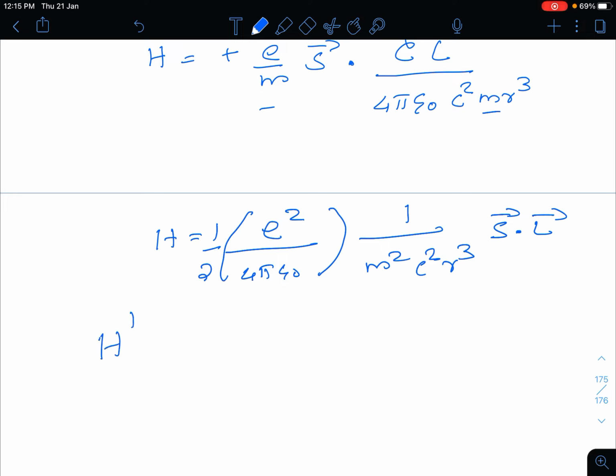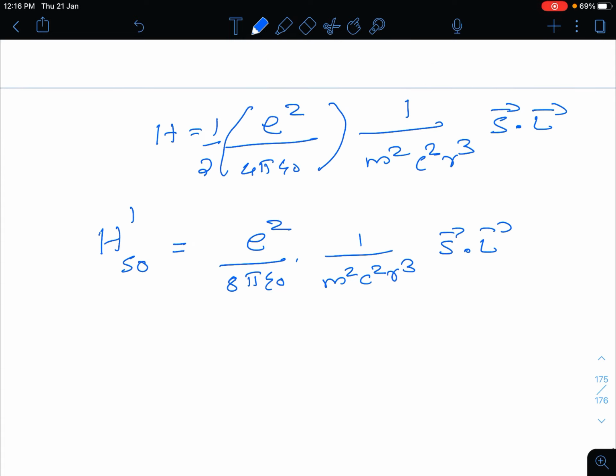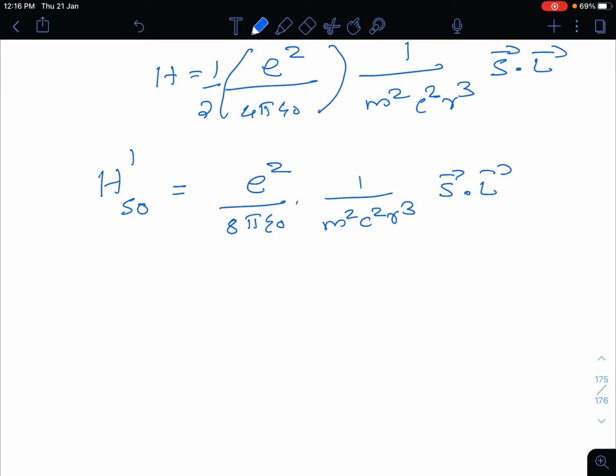So the spin orbit correction H1 SO is the spin orbit correction. First order correction is simply e square by 8 pi epsilon 0, 1 by m square c square r cube, S dot L. Clear? So this is the spin orbit interaction. Now how to calculate this? So let's do that also.